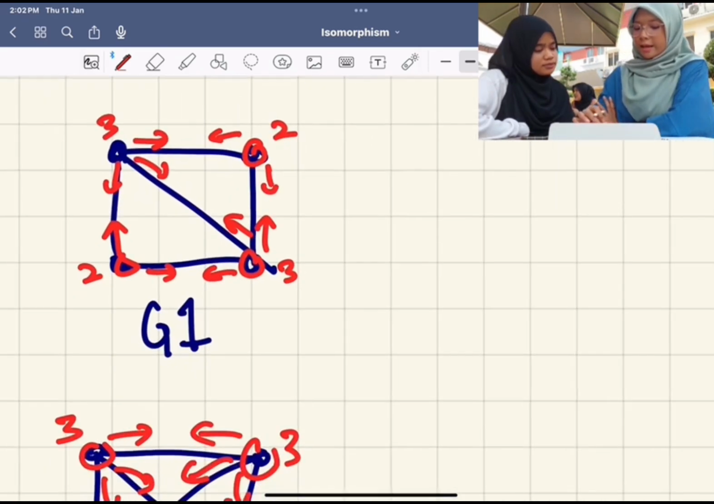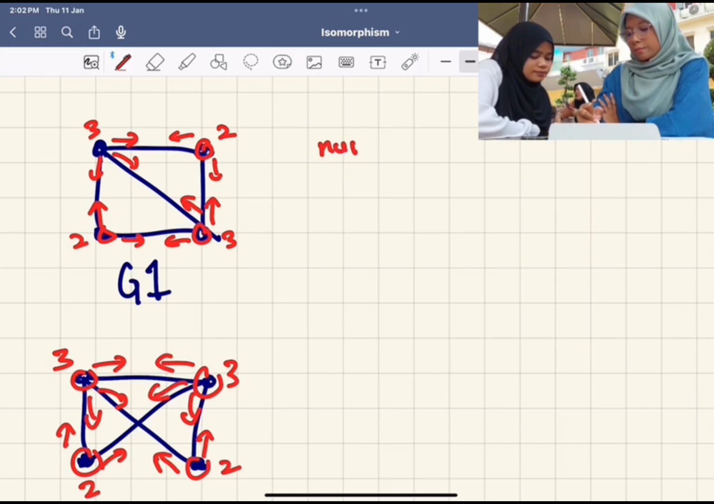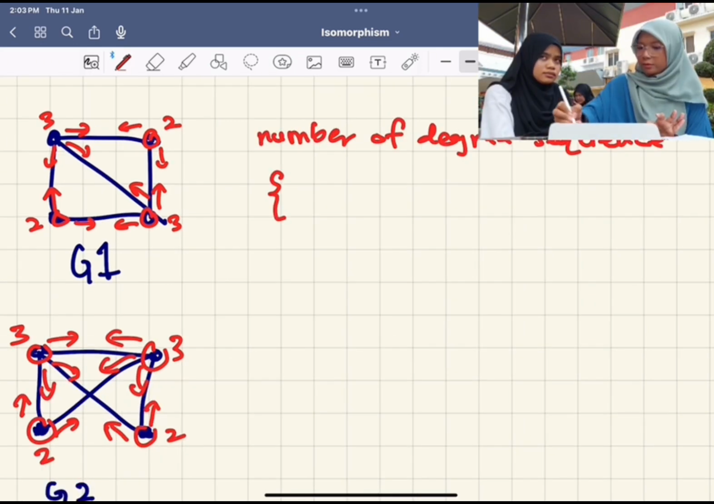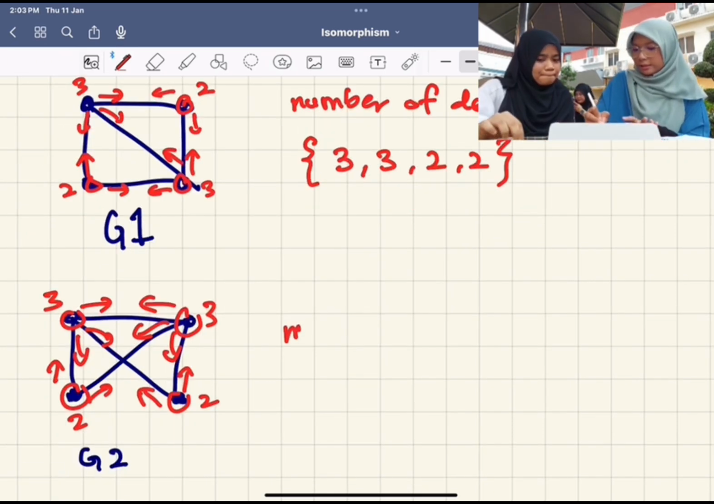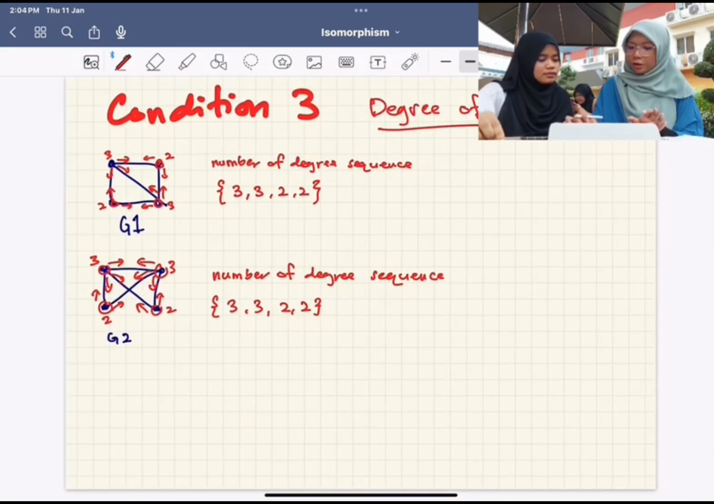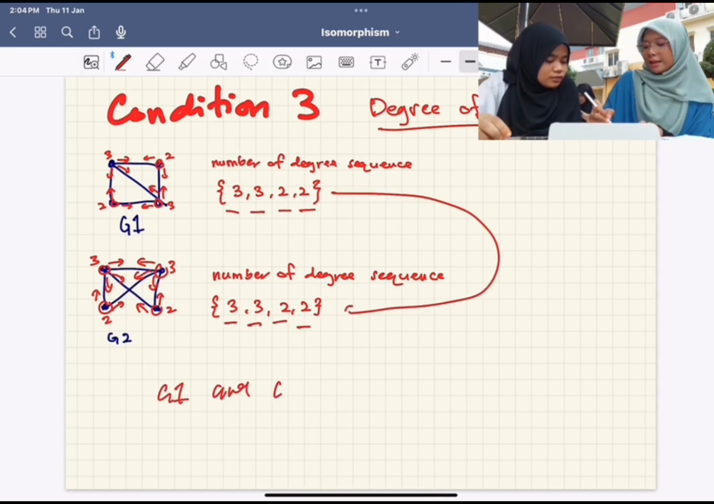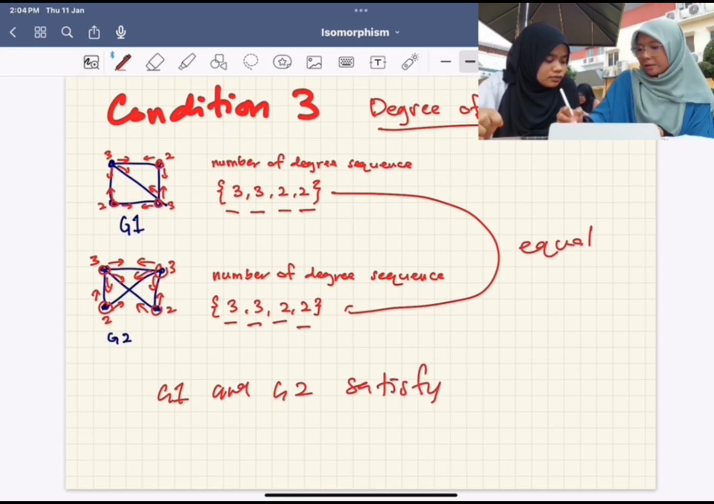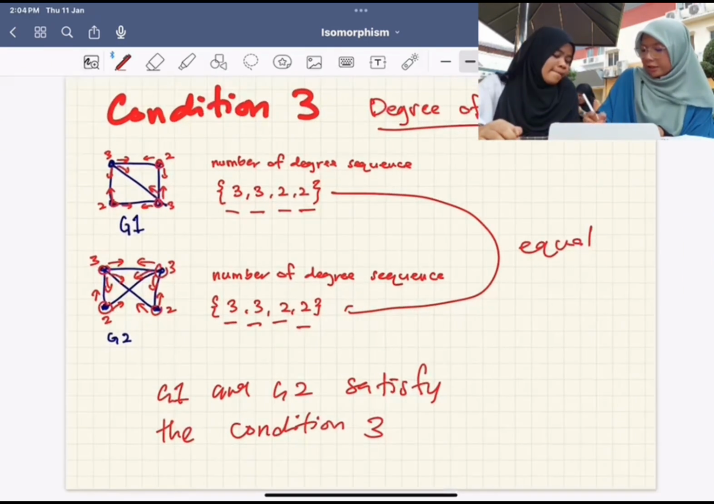So I'm going to go through this one first. The degree sequence for this one is 3, 3, 2, 2. If you observe it very carefully, is there any difference or is it the same? They are the same. Yes, right. So we can say that G1 and G2 are equal, so they satisfy condition 3.